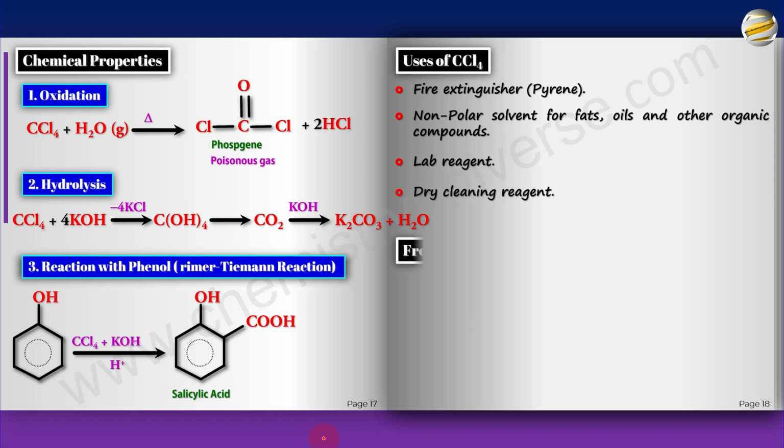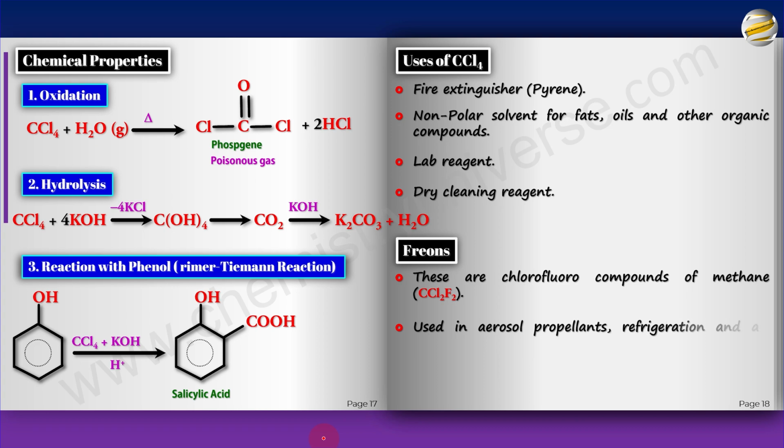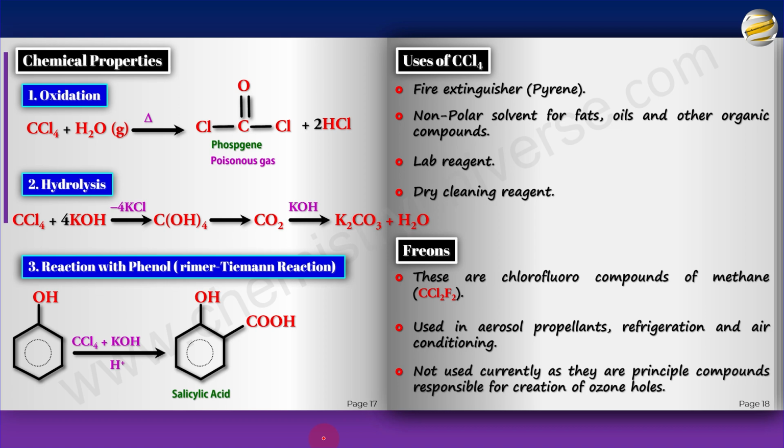And lastly, we talk about freons, which are CFCs, chlorofluorocarbons. These are chlorofluoro compounds of methane, CCl2F2, and they're generally used in aerosol propellants, refrigeration, and air conditioning. But these days, we don't use them because they are the principal cause of ozone holes.